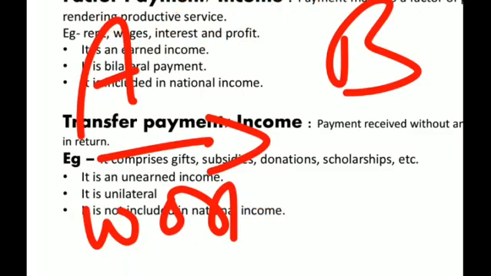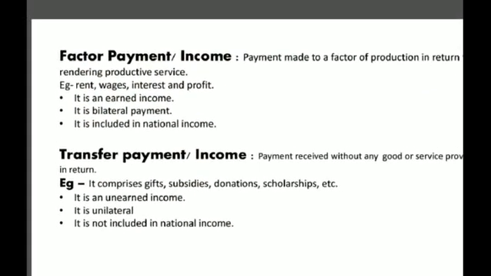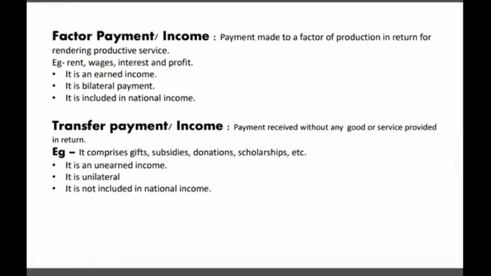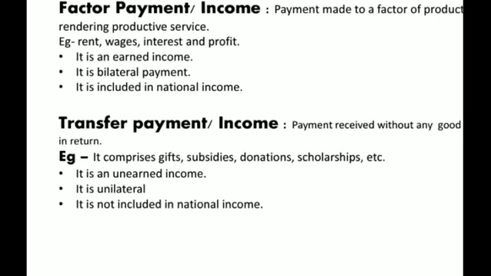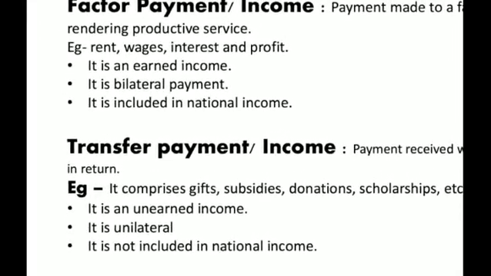For example, first we will see the definition. Payment made to a factor of production in return for rendering productive service. When a person works for another person and for that work money is paid, then it will be called factor payment or factor income. For example, rent, wages, interest, profit. So it is earned money. The factor payment or factor income is earned. It is not given from one side only.